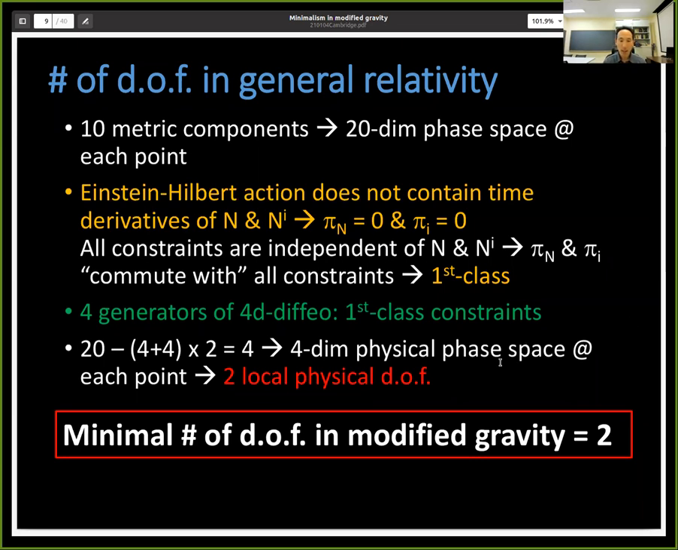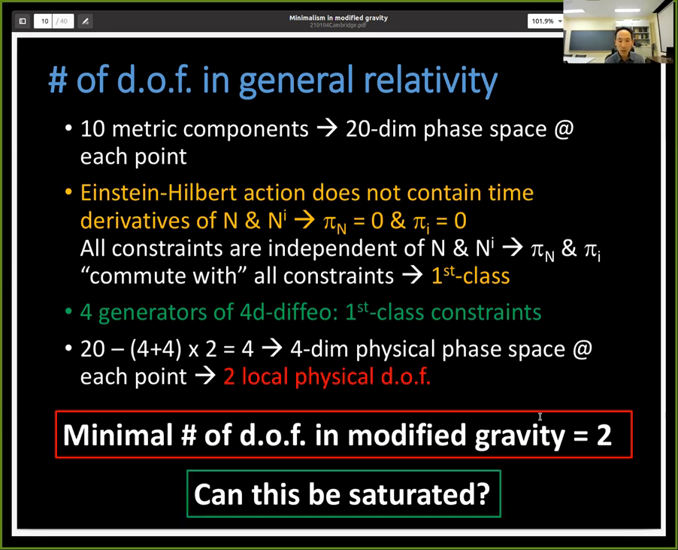We know that gravitational waves exist in our universe, in nature. So when we modify GR, of course, the number of degrees of freedom should be 2 or larger. We should include gravitational waves. So the minimal number of degrees of freedom in modified gravity should be 2. We cannot have a theory with 1 or 0 degrees of freedom, because they are inconsistent with our universe. So we should have 2 or more.